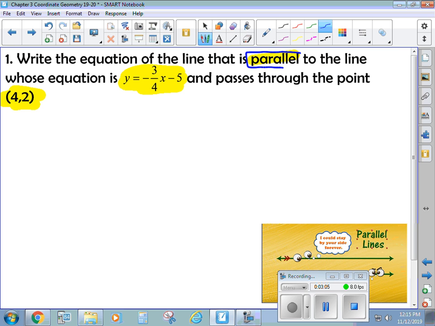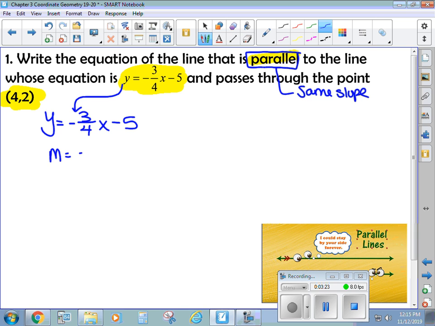Okay. So let's talk about this. If I need to write the equation of a parallel line, you told me that they have the same slope, yes? So it's going to be y. Great. Let's look at the equation they gave me. It has to be parallel to this line. What is the slope of this line? Negative 3/4. So what's the slope of my parallel line going to be? Negative 3/4, yes?